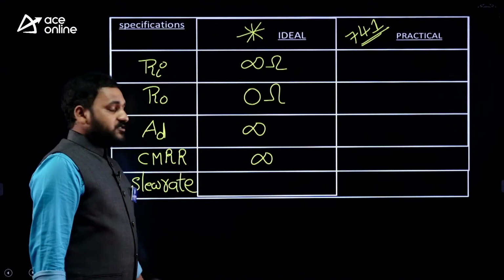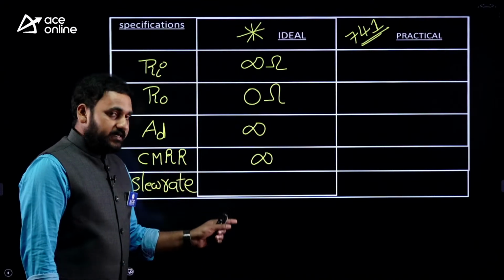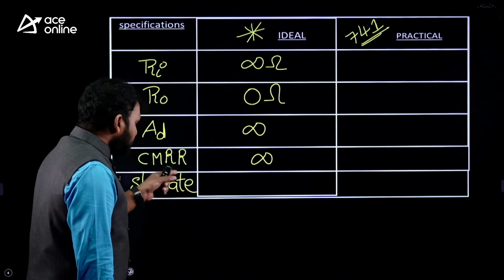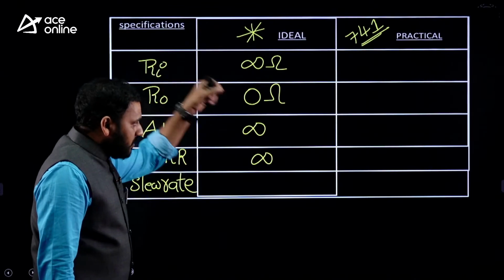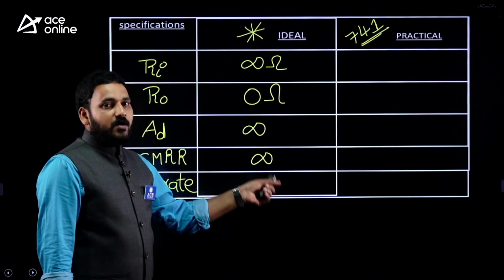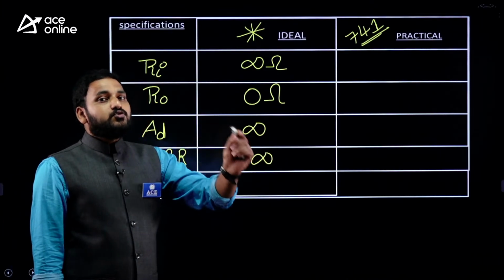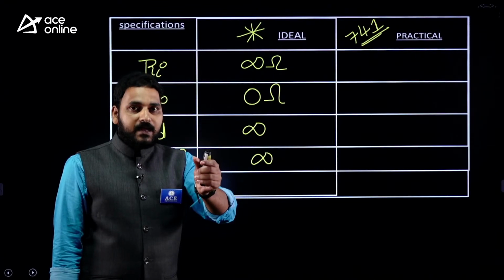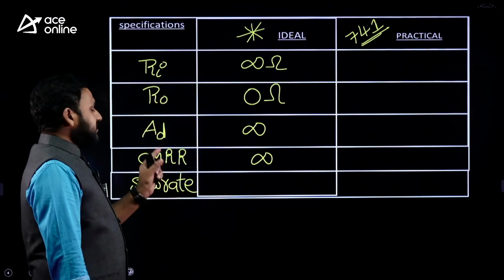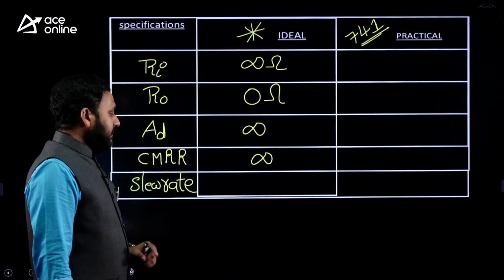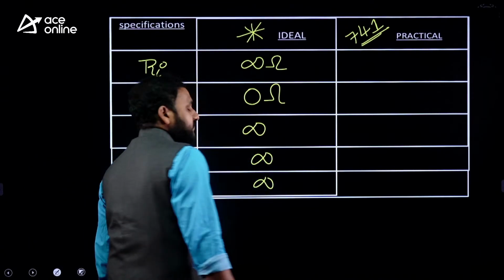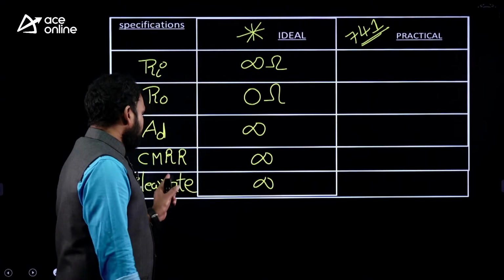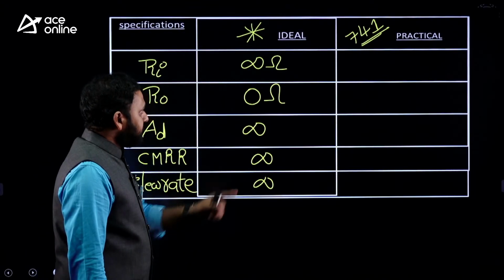Slew rate. Slew rate is a special topic, of course, very important, but this is the last topic in operational amplifier. It will come after 8 to 10 hours of operational amplifier. The last 2 hours' topic is about practical op amp. There we need to discuss the slew rate. Okay? And the slew rate is also infinite. The units of slew rate are volts per microsecond.